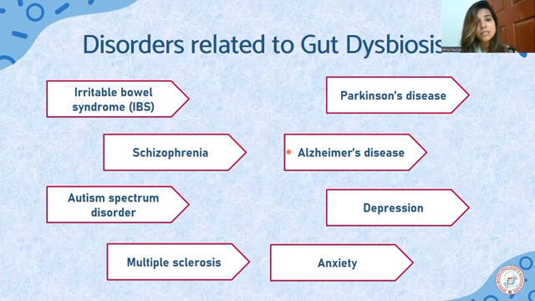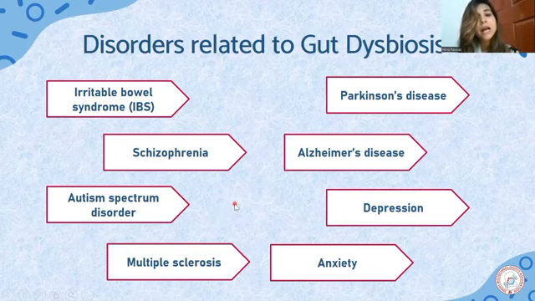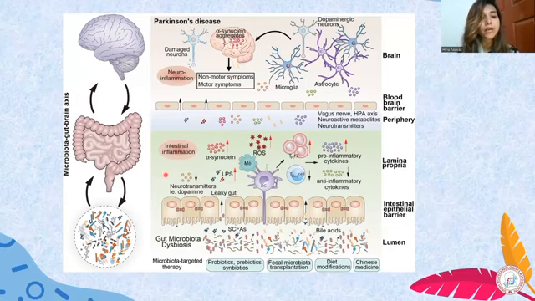Then we have some other neurodegenerative disorders, like schizophrenia, Parkinson's and Alzheimer's disease, that are associated with this gut dysbiosis. We have autism spectrum disorders, depression, anxiety, multiple sclerosis. Studies have suggested the association of all these diseases with gut dysbiosis. If we take one example, Parkinson's disease, there will be a dopaminergic neuronal loss in the brain. The pathogenesis of PD is associated with the gut, as it is a chronic neurodegenerative disease.